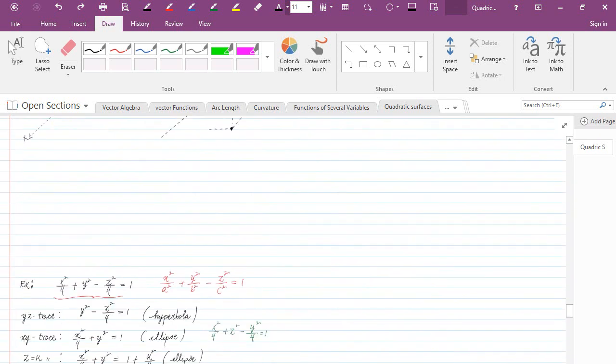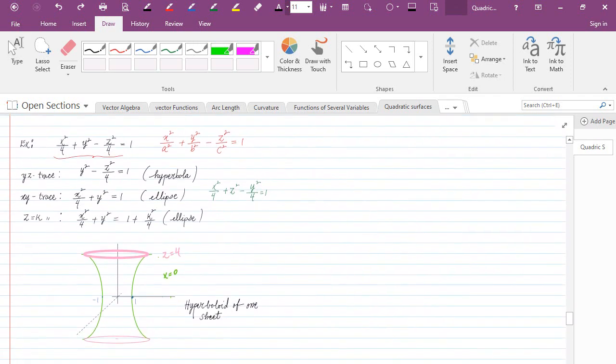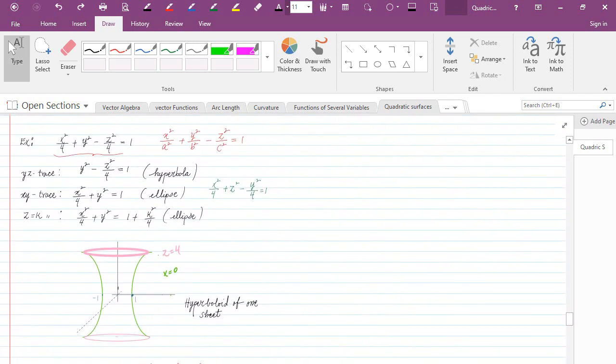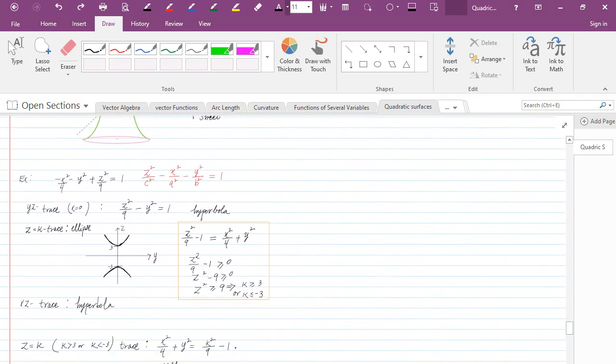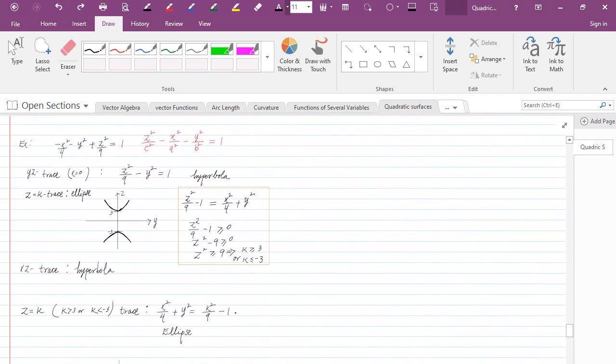Okay, so that's a hyperboloid of one sheet. In the next video, we will be looking at hyperboloids of two sheets.